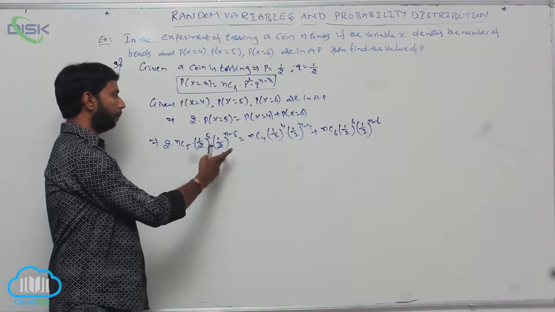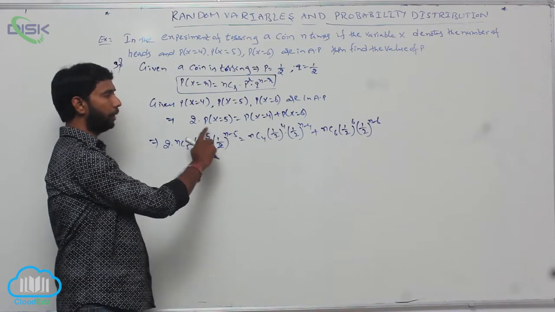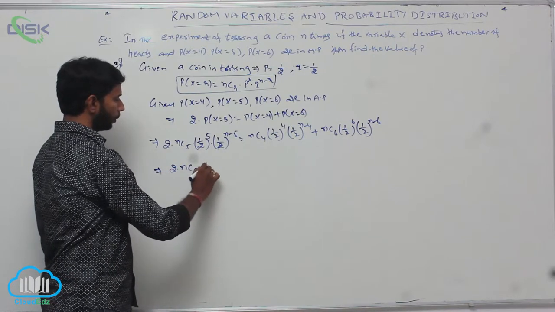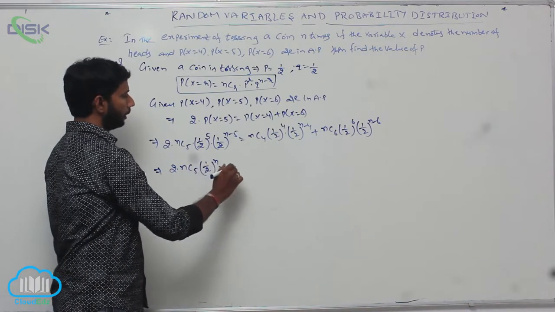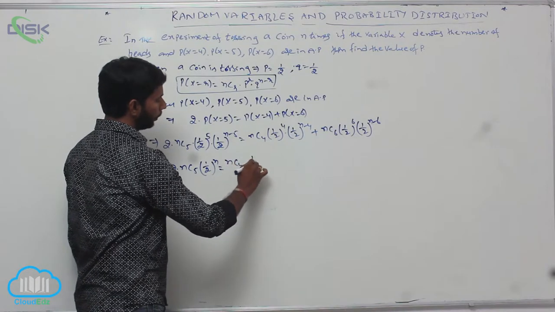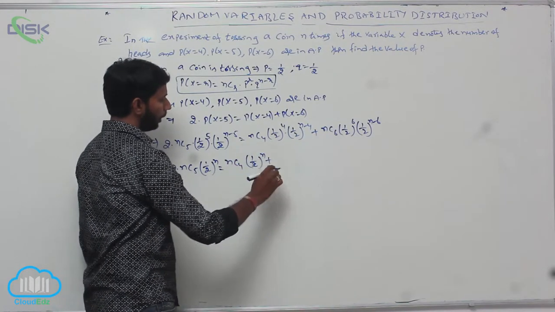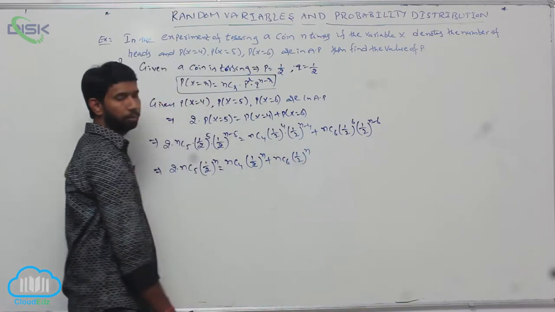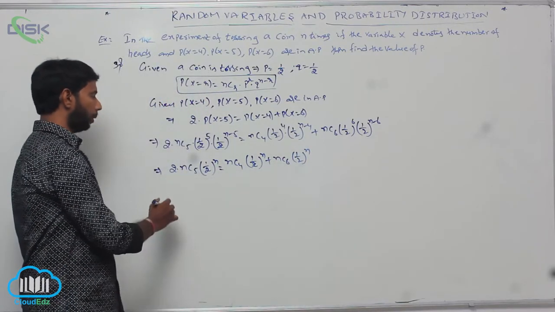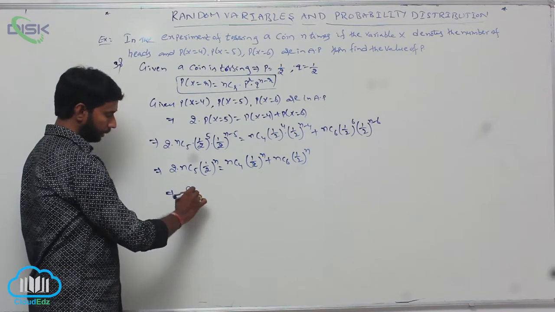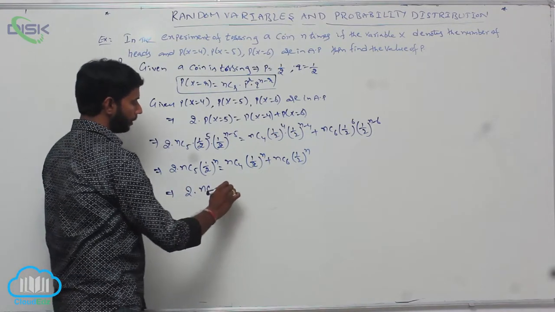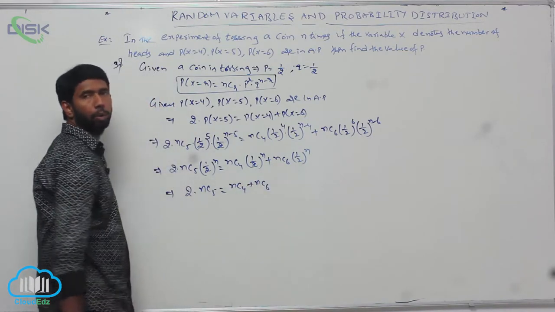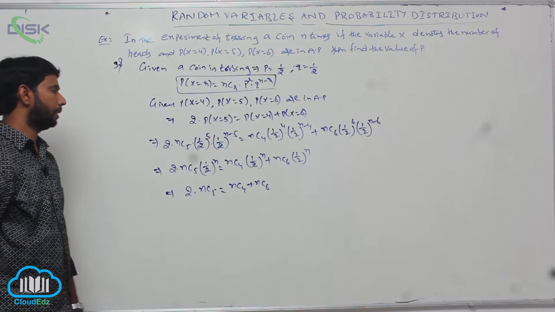Here a power m into a power n is a power m plus n, so the minus 5 plus 5 gets cancelled. There is 2 nC5 into (1 by 2) whole power n is equal to nC4 into (1 by 2) whole power n plus nC6 into (1 by 2) whole power n. Totally (1 by 2) whole power n is common. Therefore 2 nC5 is equal to nC4 plus nC6.